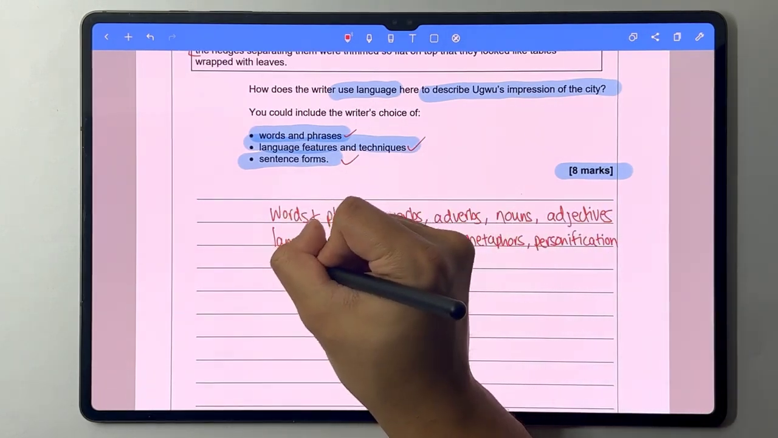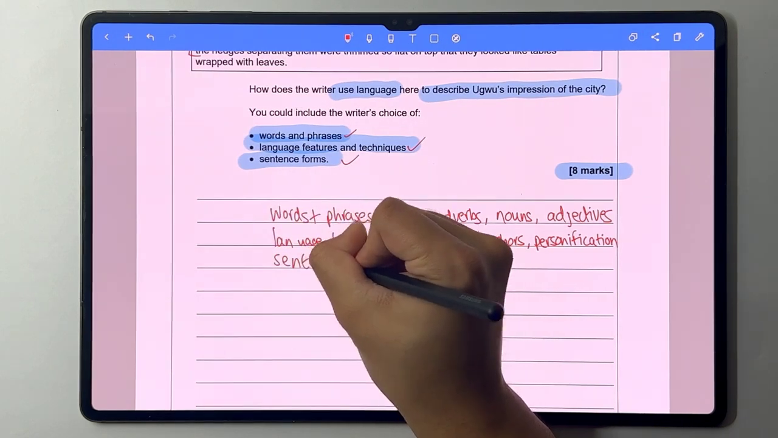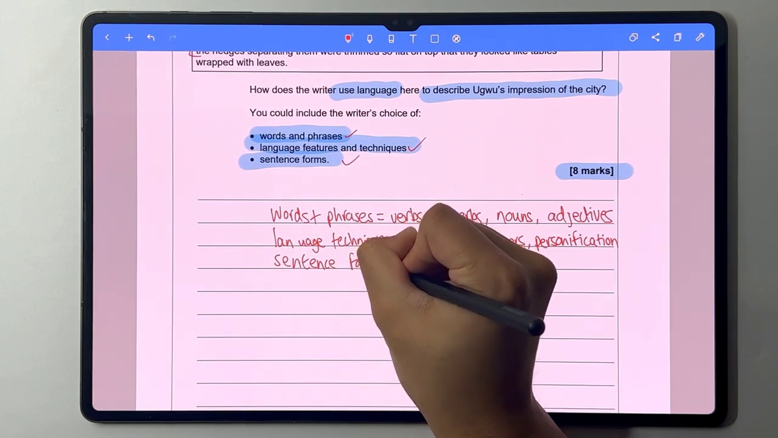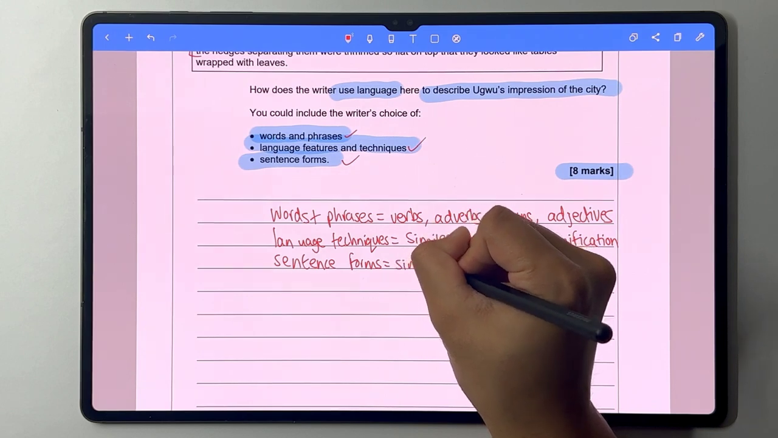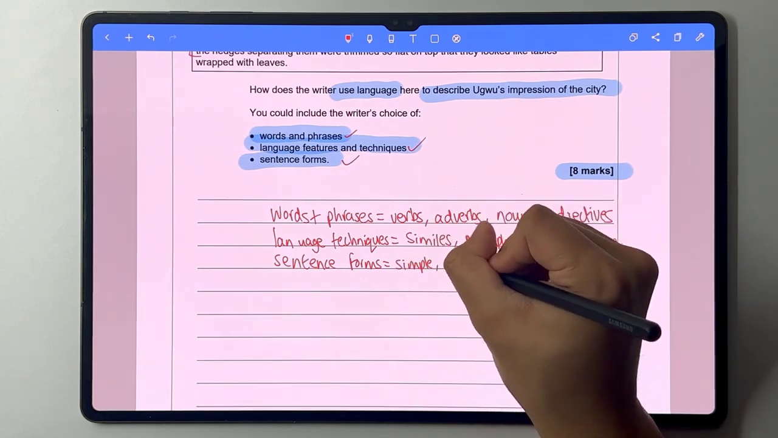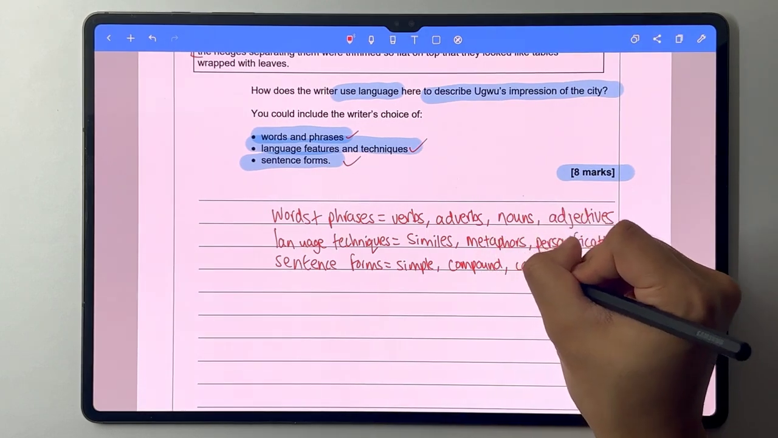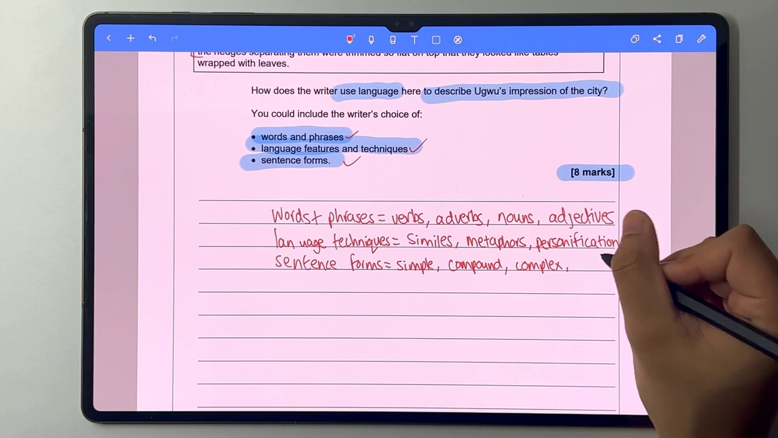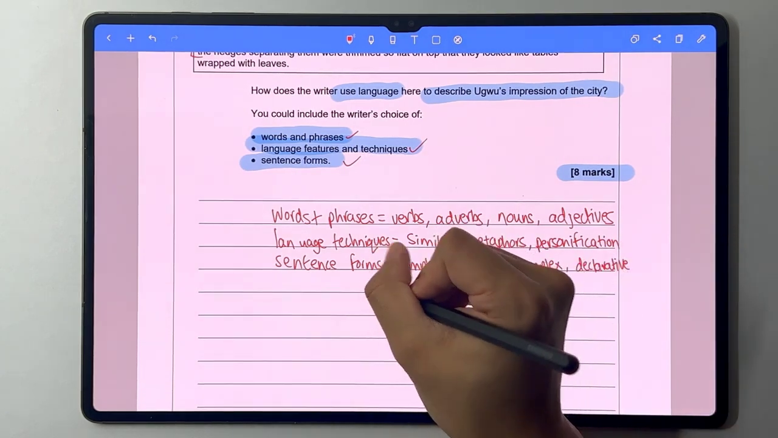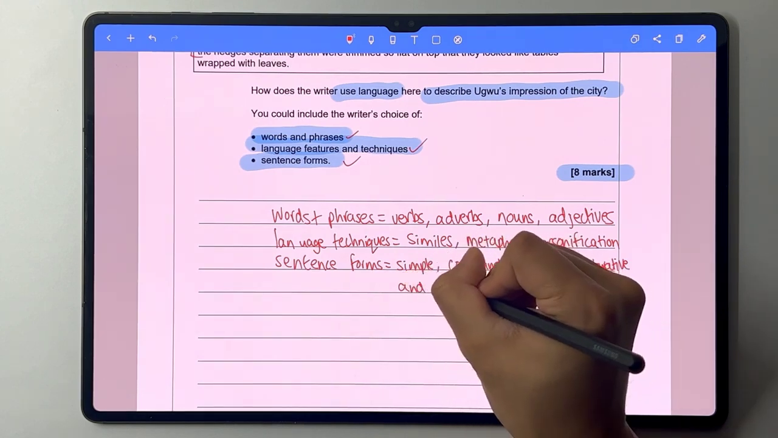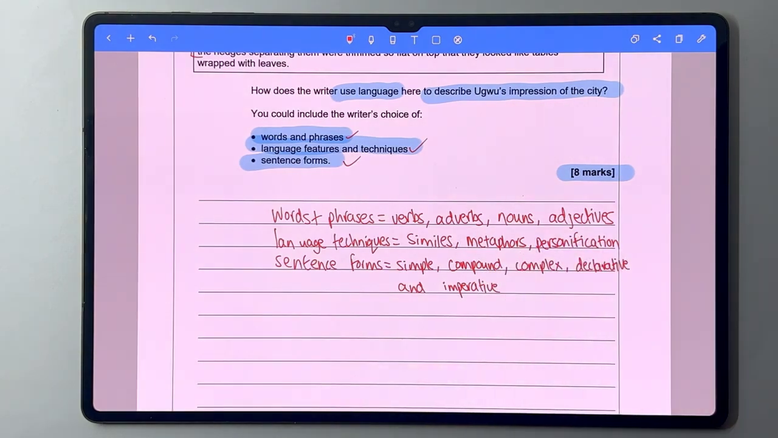And finally, sentence forms. Sentence forms include the different types of sentences. So you could have a simple sentence, you could have a compound sentence, you could have a complex sentence, a declarative sentence, and even an imperative sentence. So these are all the different types of sentence forms that you need to be familiar with.